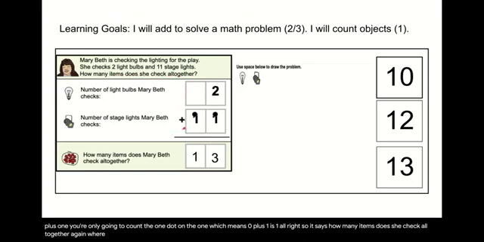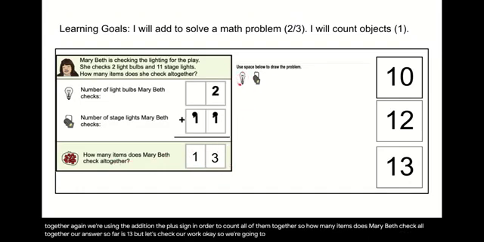So it says, how many items does she check all together? Again, we're using the addition, the plus sign, in order to count all of them together. So how many items does Mary Beth check all together? Our answer so far is 13, but let's check our work.